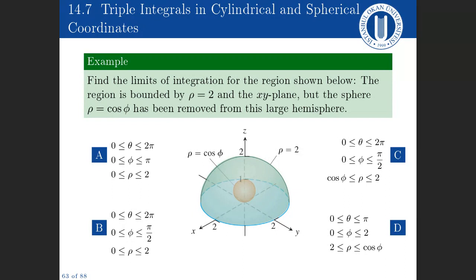So we have a hemisphere, rho equal to 2, but inside the hemisphere we've removed the small sphere, rho is equal to cos phi. If we hadn't removed the small sphere, then it would be A. But because we have removed this little sphere from the middle, it can't be A. So which one is it?